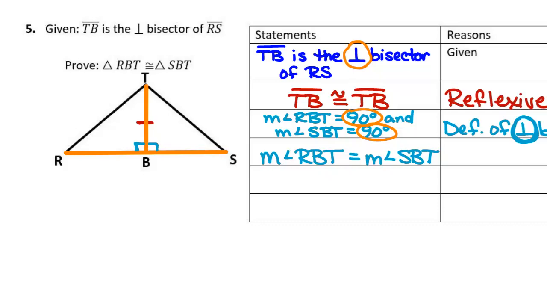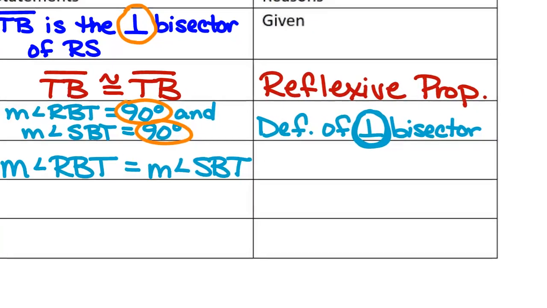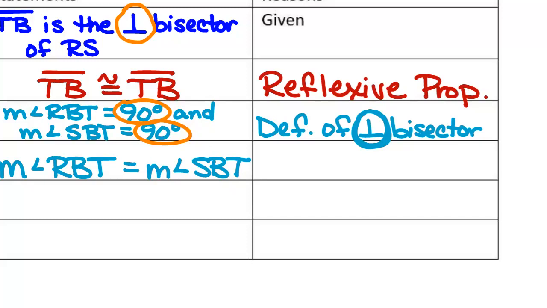What'd you say? They are the same, so how do I know? What am I using to say that they're the same as each other? Because I know that the first one is equal to 90. I know that the second one is also equal to 90.